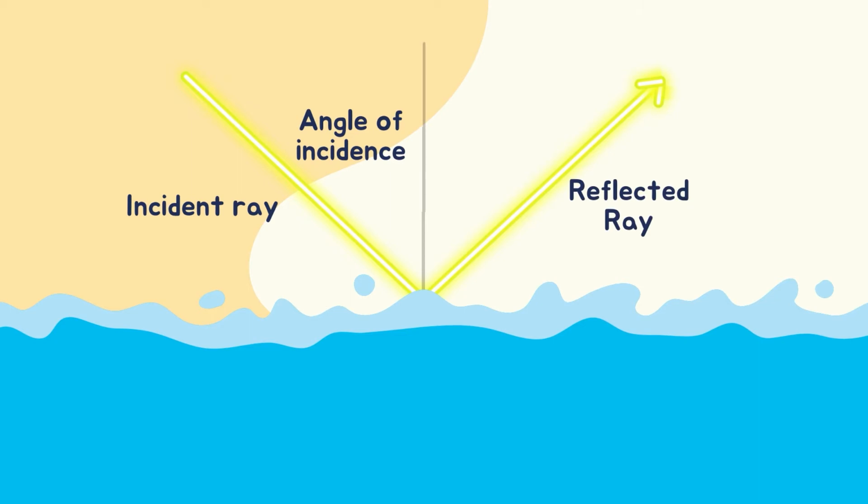When a ray of light hits an object, it bounces towards another direction, or it reflects. This is called a reflected ray. The angle that the reflected ray makes with the object is called the angle of reflection.